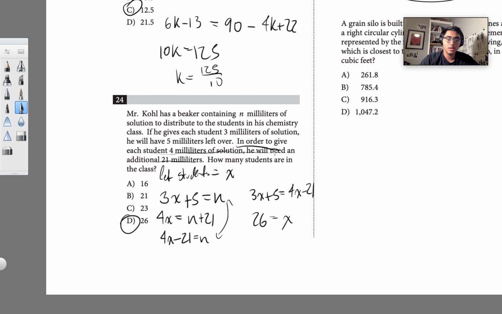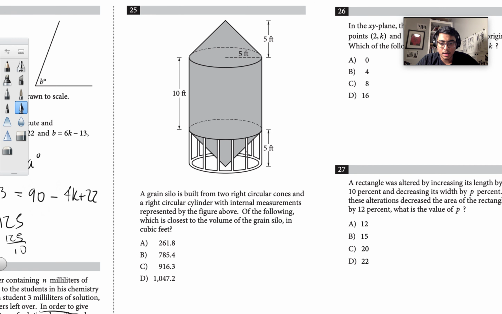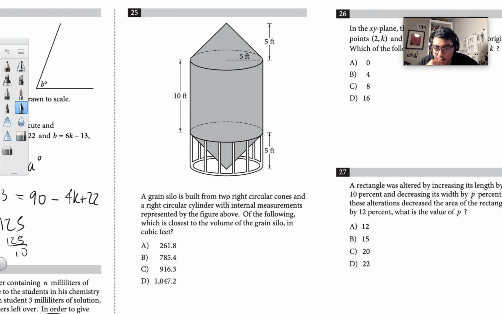Okay. A grain silo is built from 2 right circular cones and a right circular cylinder with internal measurements represented by the figure above. Of the following, which is the closest to the volume of the grain silo in cubic feet?